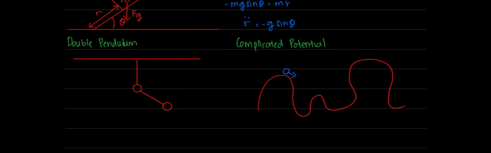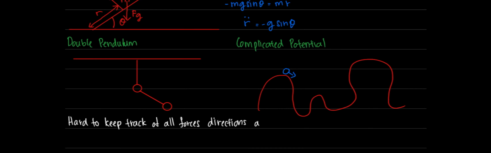But can we do it for more complex systems, like the double pendulum, or a ball rolling on a very complicated potential? Well, yes, you can use Newton's laws of motion to obtain the equation of motion, but it is very hard to keep track of all of the forces involved in the system at all times. It is computationally tiring and troublesome. What if I told you there's a better way? This is where Lagrangian mechanics comes in.